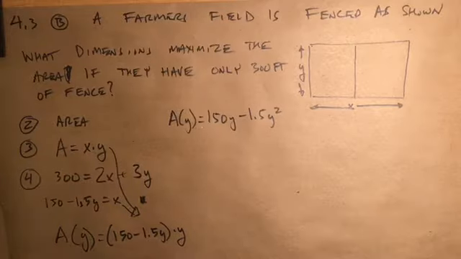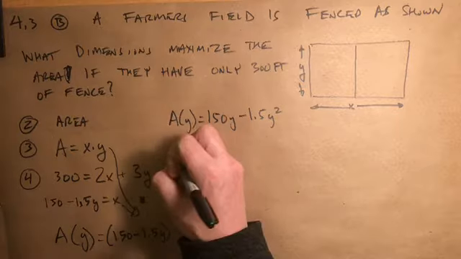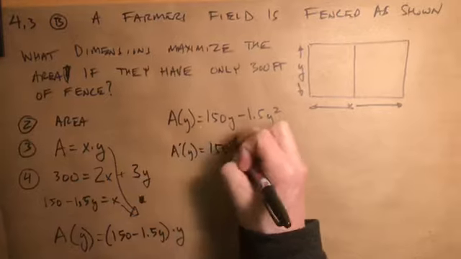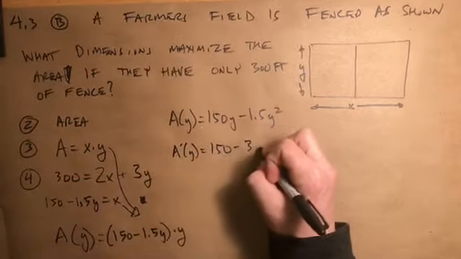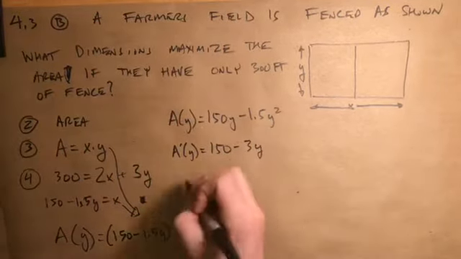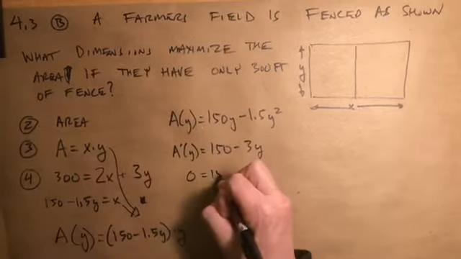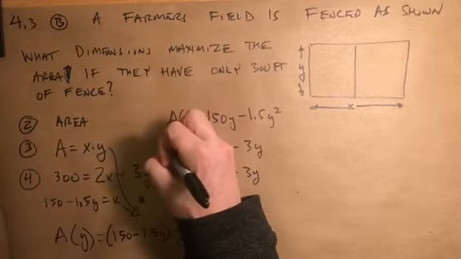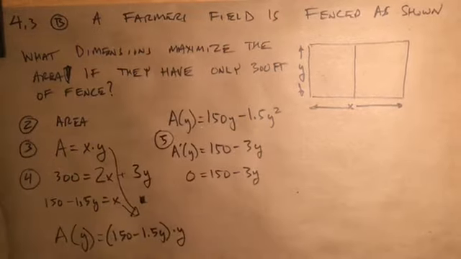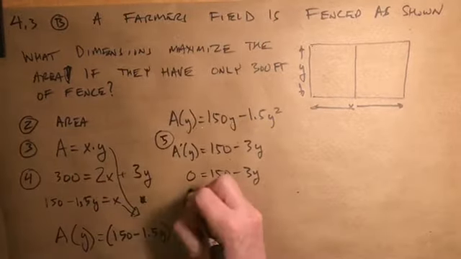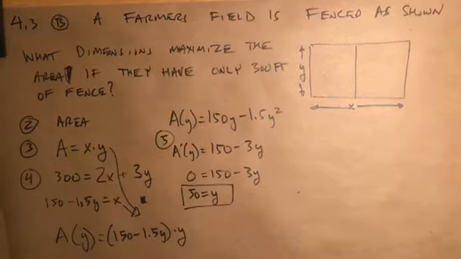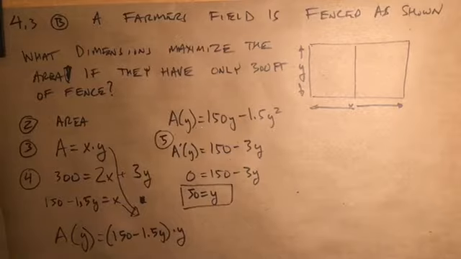This is good news because now I have to find my critical points by taking the derivative. A prime of y gives us 150 minus 3y. Not too bad. We'll set that equal to 0. I should probably say that we're now on step 5. And we solve and we see that 50 is equal to y. Now, many of you are like, okay, we're done. We can get the x value and we're through.